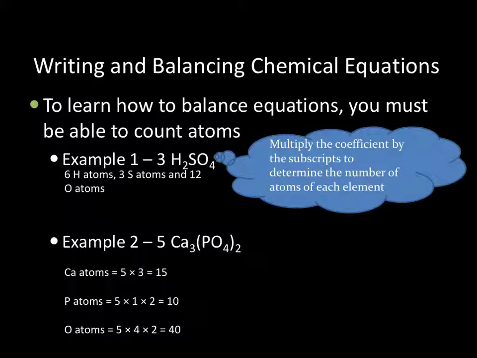In example 2, if we have 5 calcium phosphates, we multiply 5 times 3 to give us 15 calcium atoms, 5 times 1 times 2 to give us 10 phosphorus atoms, and 5 times 4 times 2, which would give us 40 oxygen atoms. So this is the first step that must be done in order to balance chemical equations.